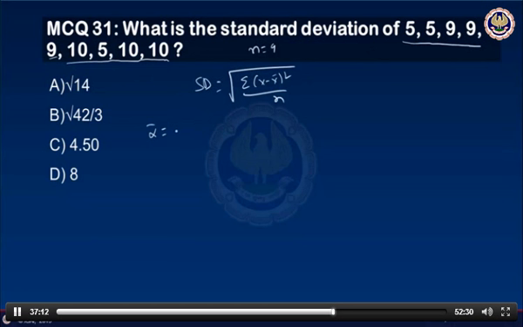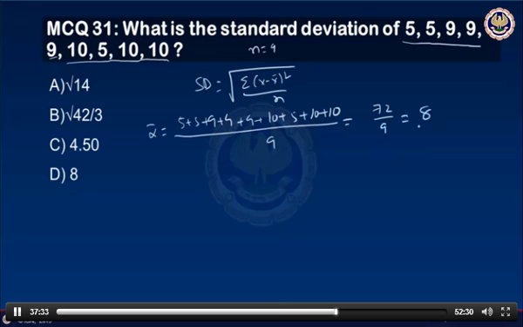For the mean, first we add all the numbers: 5 plus 5 plus 9 plus 9 plus 9 plus 10 plus 5 plus 10 plus 10, whole divided by 9 observations. The sum of the observations is 72 here. 72 by 9 is 8, which is the mean. Now we have to compute the standard deviation as follows.